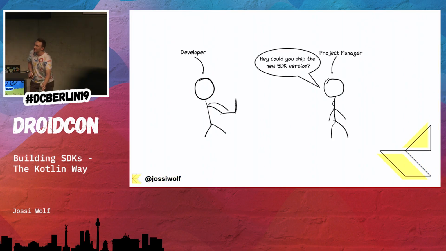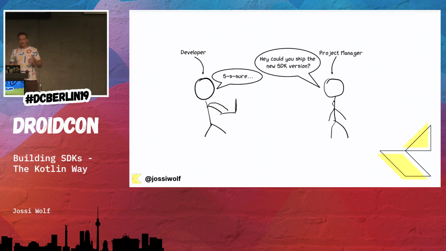So imagine this situation. You are the developer, and your project manager comes to you and says, hey, could you slowly ship the new SDK version so we can get this out? And you're working on some stuff, and you say, okay, sure I can, because you know that you are about to change some APIs, you deprecated some stuff, but you think, all right, we'll just release it. We'll think about that later on.